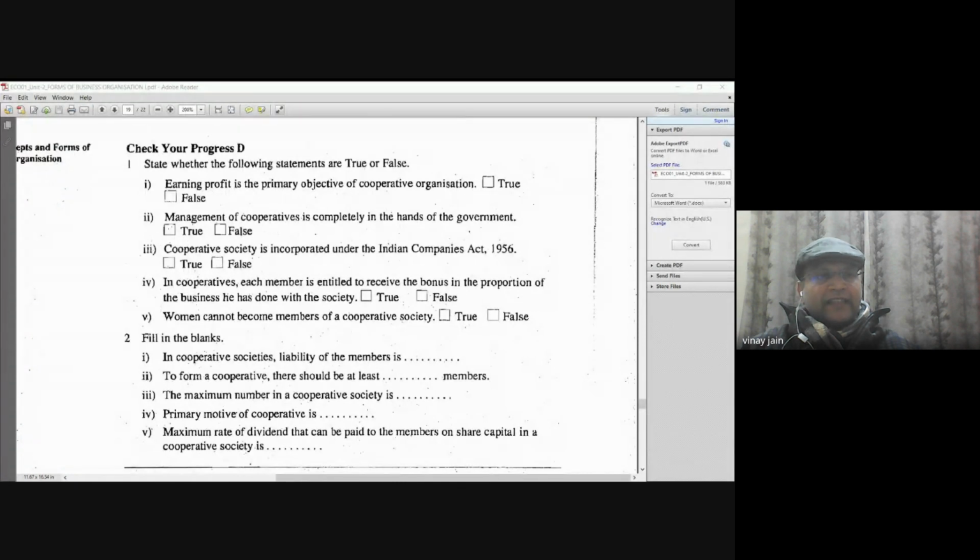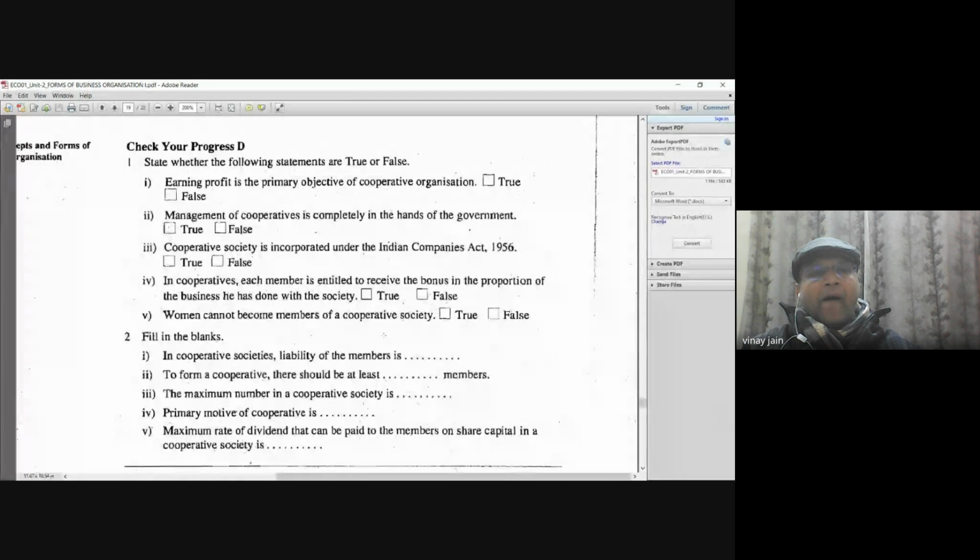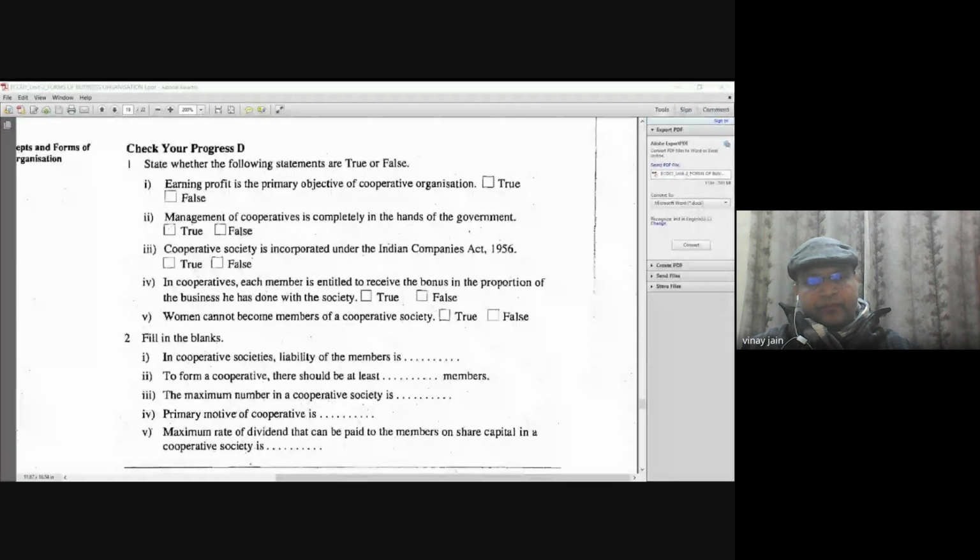So therefore, this section is there. Check your understanding, this activity is there. Speak out. Is it true or false? Speak out. Guys, if I am audible to you, yes, guys, am I audible?